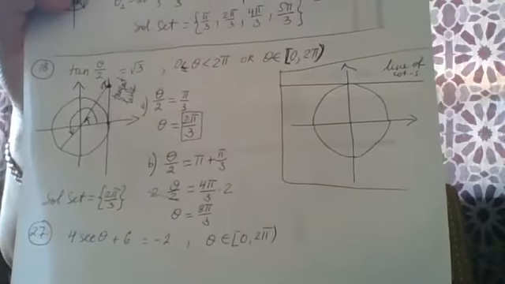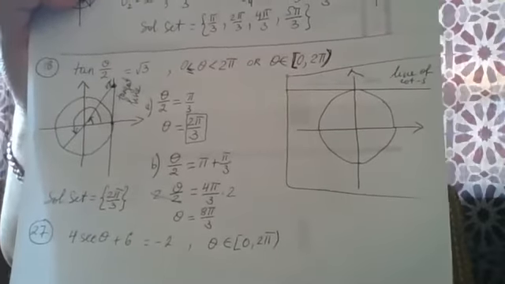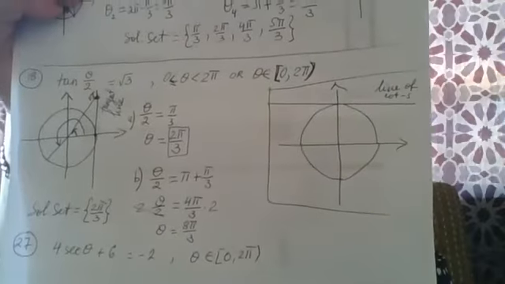What do we have here? Secant theta has 4 as a coefficient. It has 6 as a free term on the left side and negative 2 on the right. Can we move that 6 to the right, changing its sign? Yes. Is it going to be negative 6 minus 2? Yes. In other words, is it 4 secant of theta equal to negative 8? Yes.